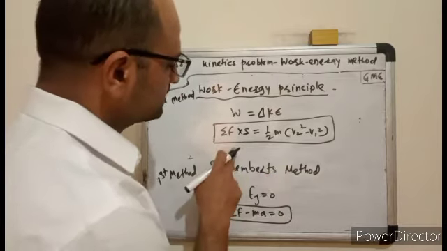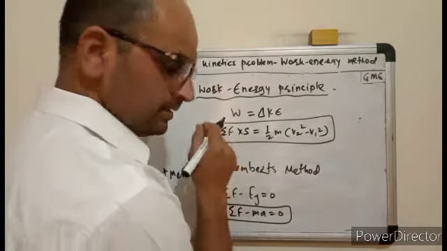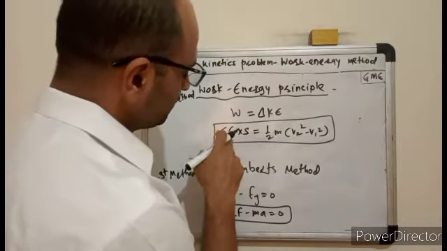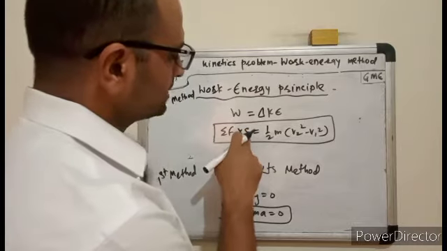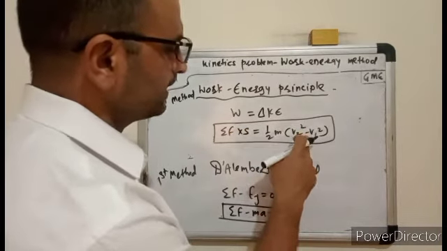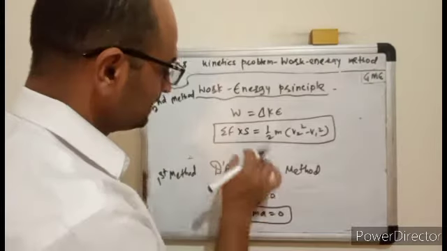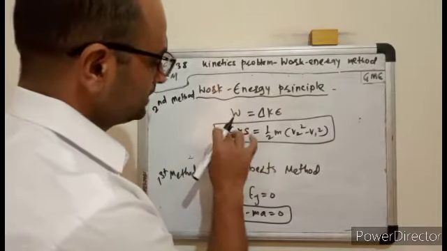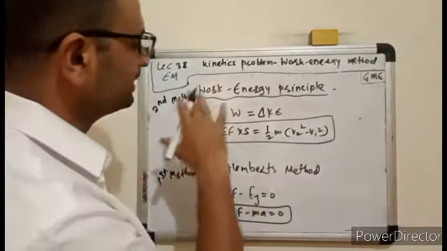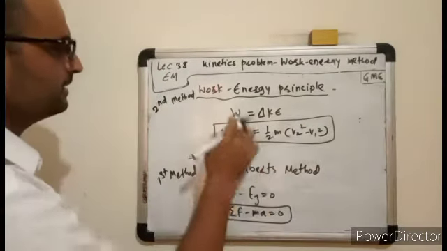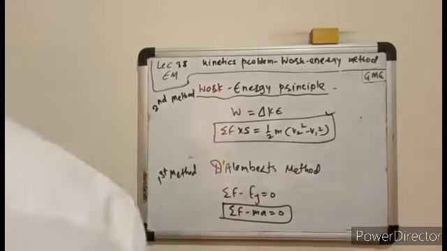But in this case, the summation of forces is related with displacement and velocity. That is the difference: in D'Alembert's method the force is related with acceleration, and in the work energy method the force is related with displacement and velocity. This is the principle of work energy.